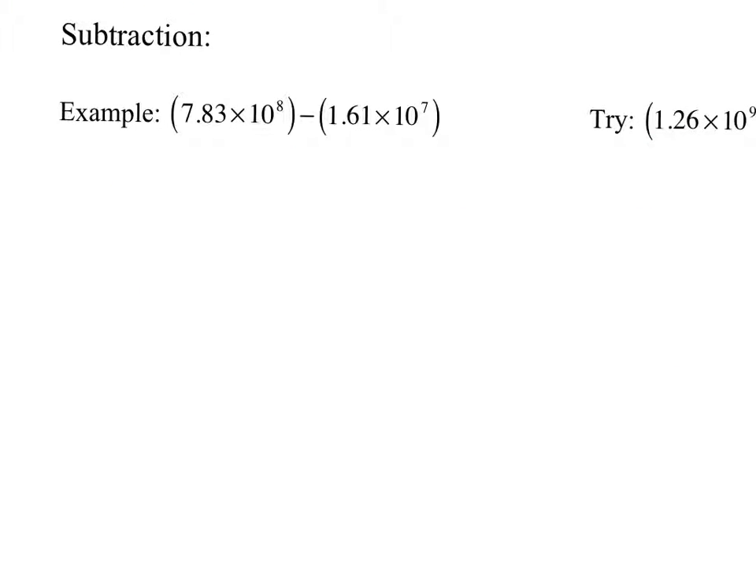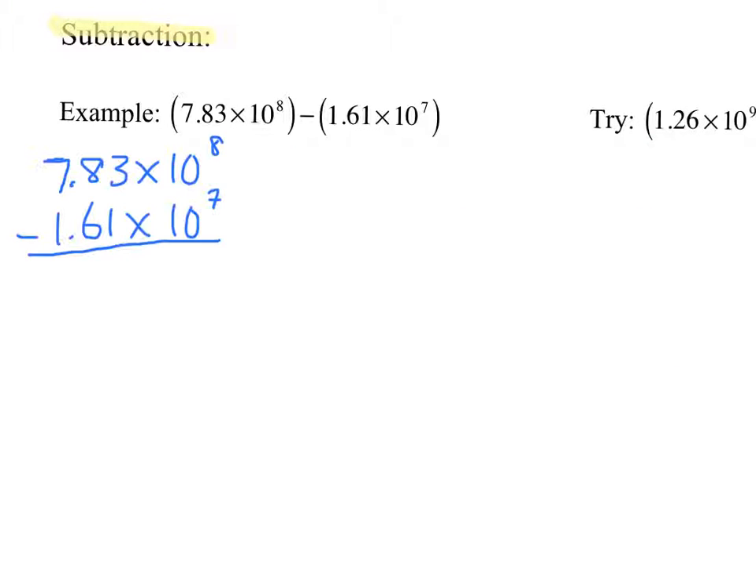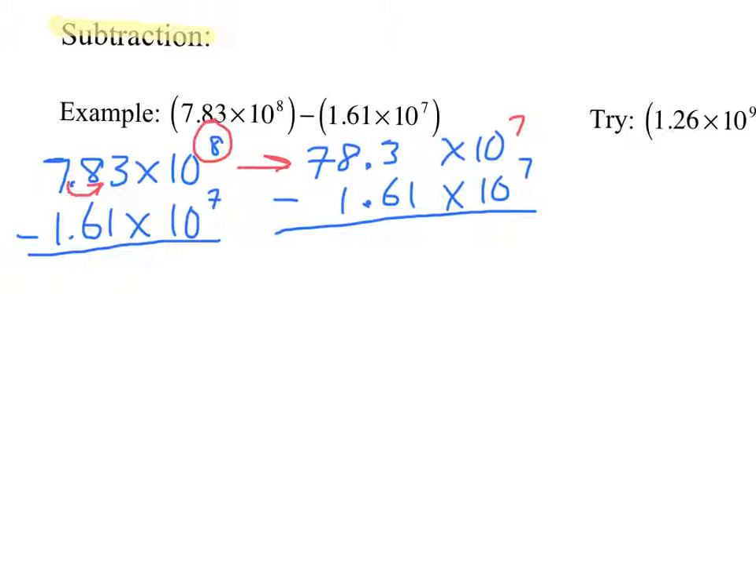Let's talk about subtraction. We use the same process, noting that the 8 is larger than the 7, by moving the decimal point one step closer to home. So it will only be 7 steps away from home. This results in a rewrite of 78.3 times 10 to the 7th. Note that I covered the 1 with the 0 to prepare for decimal subtraction.